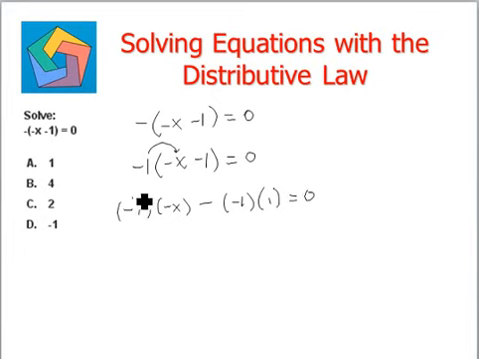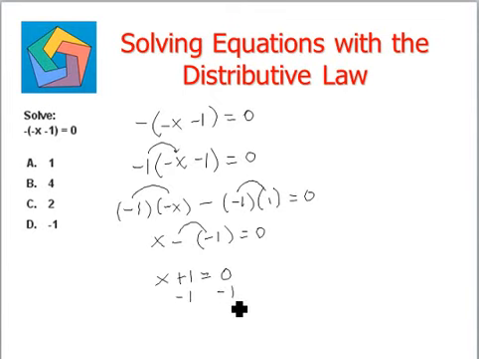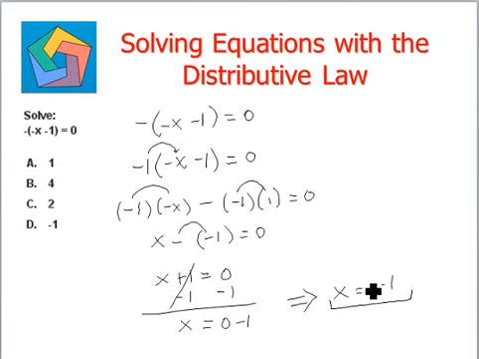Negative 1 times a negative x is a positive x, minus negative 1 times 1 is a negative 1, equals 0. Now x, a negative times negative is a positive. To find out the value of x, we subtract 1 from both sides. This becomes 0. x equals 0 minus 1. So finally x equals negative 1. This is the final answer. This can be seen in option D.